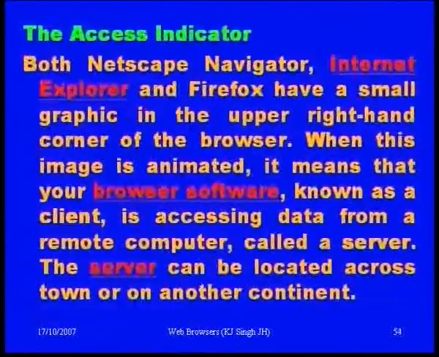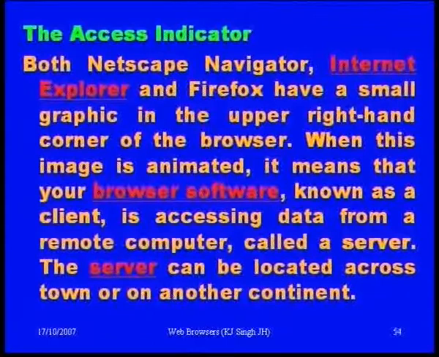Next. The access indicator. This is another important feature on the web browser, which is of interest to the users. Netscape Navigator, Internet Explorer and Firefox all have a small graphic that appears in the upper right hand corner of the browser. This is an animated image. If the animation is observed, this means that the internet is on, the process is on and you are loading the information. And if this animation is not observed, this means that there are some problems and you have to restart again.